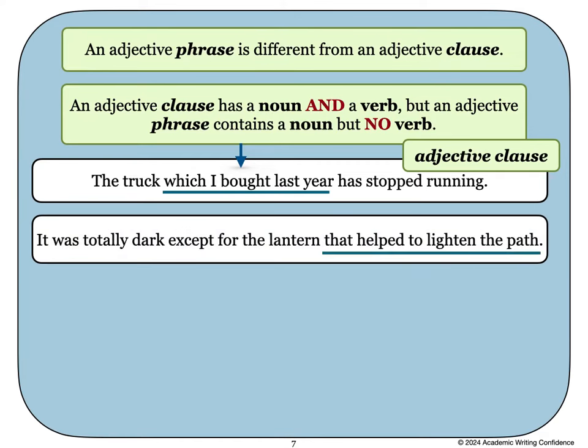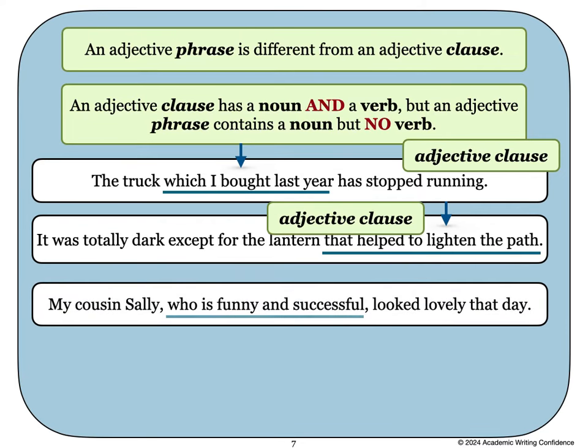It was totally dark except for the lantern that helped to lighten the path. The words that helped to lighten the path are describing the word lantern. However, I think you can see again that there is a verb here, the word lighten. It's an adjective clause.